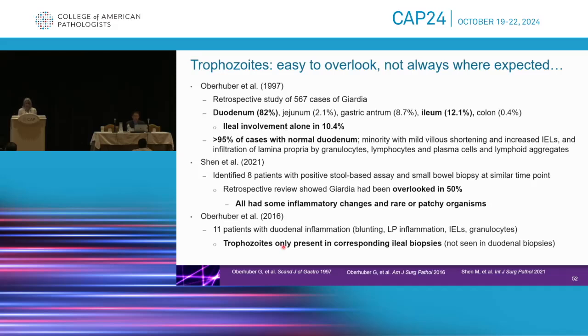One of the other interesting things that's been reported by Oberhuber et al. in 2016 is a series of 11 patients that had duodenal inflammation, but no trophozoites present in the duodenum. They were only actually present in the corresponding ileal biopsies, but the duodenum showed an abundance of inflammation, and so they discussed this as being a potential pitfall for interpretation of celiac disease, which is probably one of the things we're all looking at more commonly.